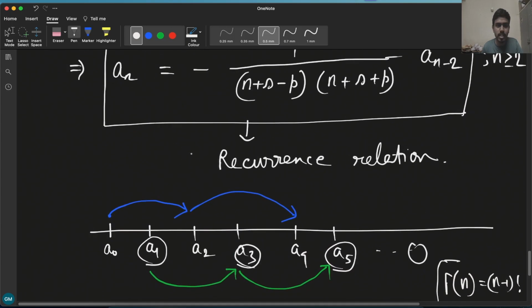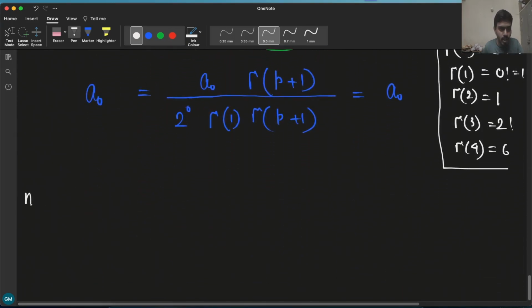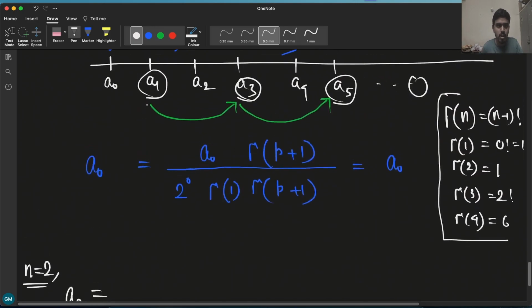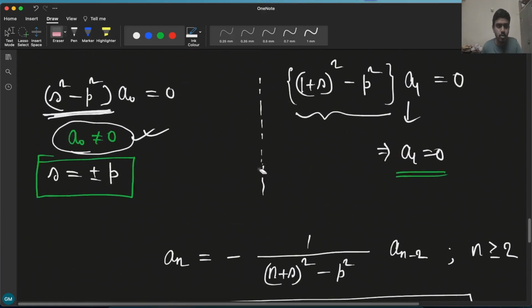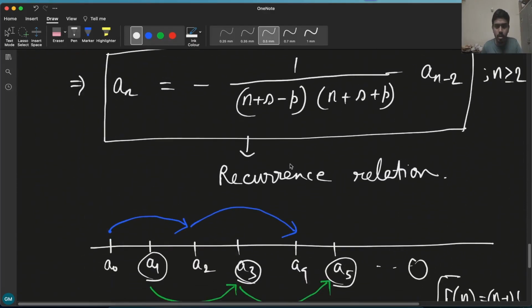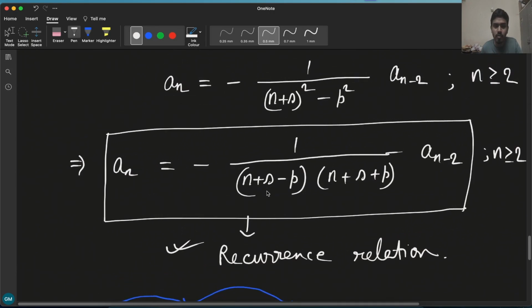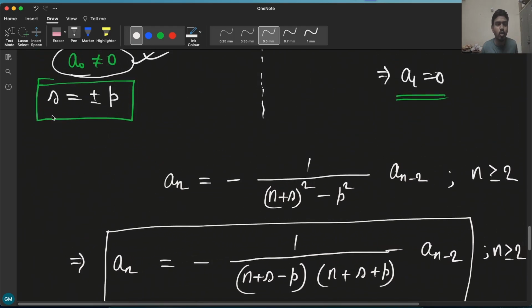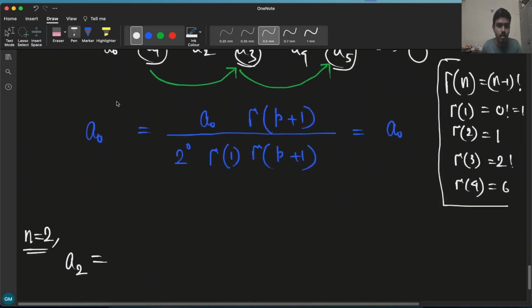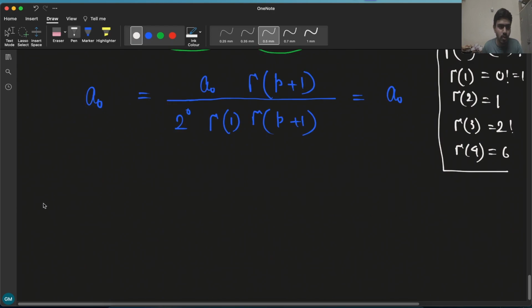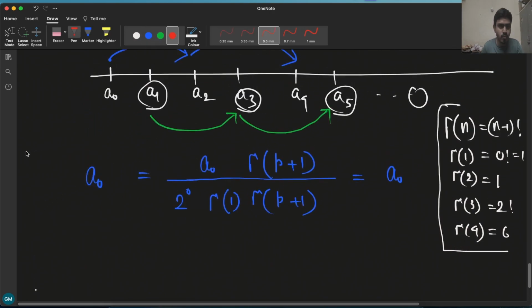Now let me find out this a2. So I am putting n equals to 2 in this recurrence relation. To use this recurrence relation, we need to find out the value of s, right? And this s can take two values, s equals to plus p and minus p. So first we will solve this solution for s equals to plus p.